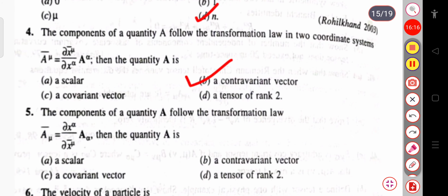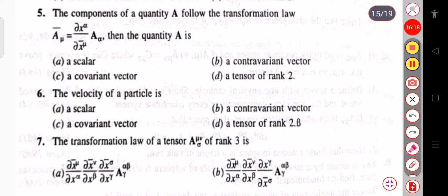The next question is: the components of a quantity A follow the transformation law. Here this is A mu bar equal to this much. It is mu written in the subscript. So here this will be a covariant vector. The next is: the velocity of a particle is a scalar or a contravariant vector or a covariant vector or a tensor of rank 2. So here the correct answer will be it is a contravariant vector.